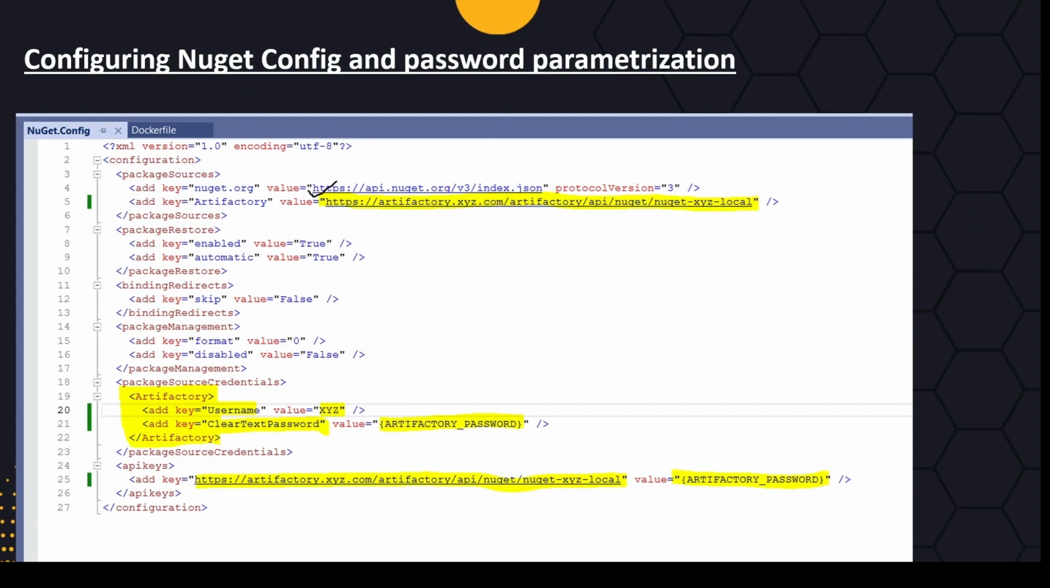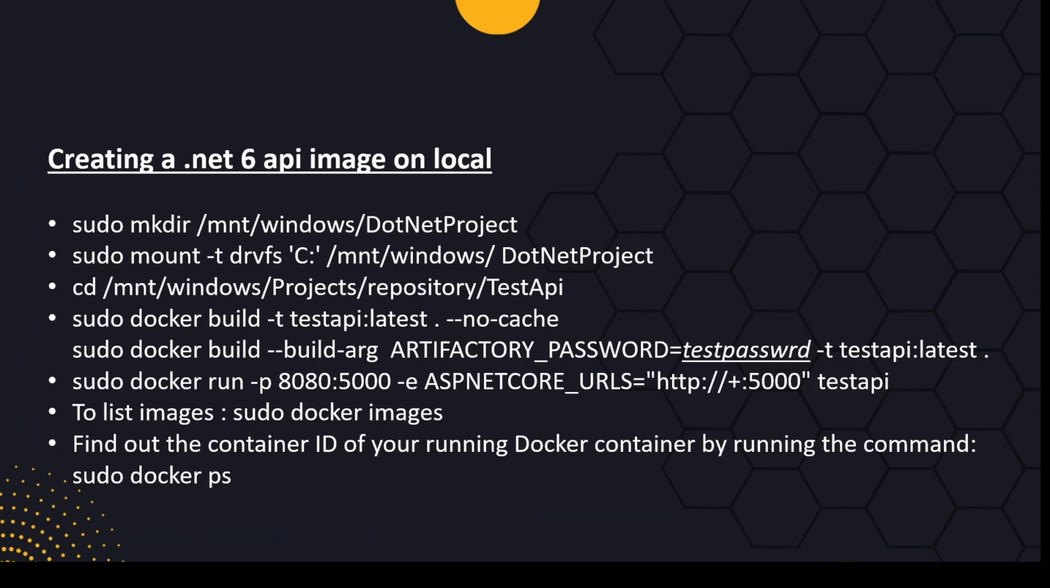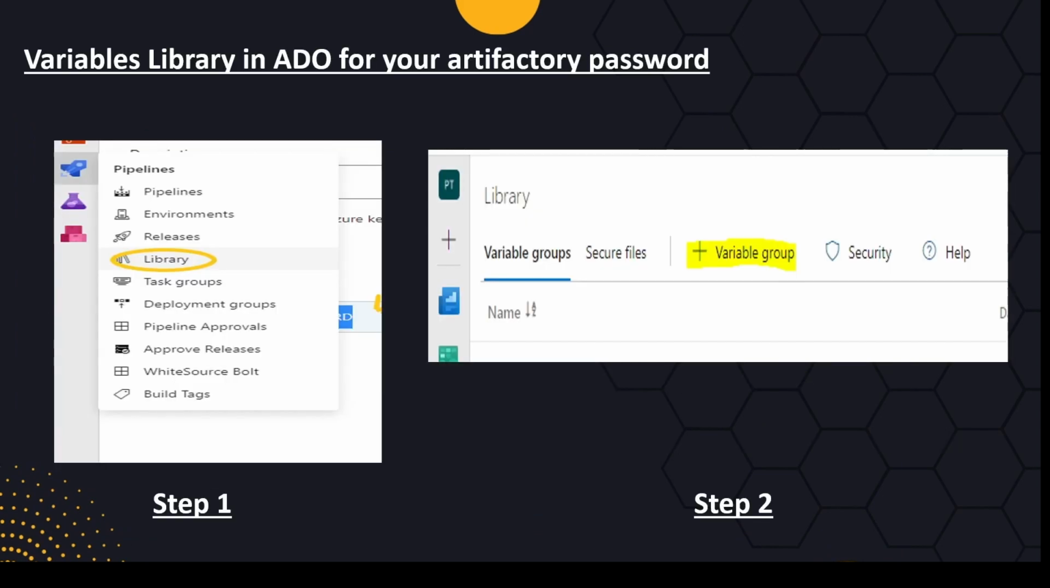So we did cover the NuGet config, how we can give the configuration and password parameterization. We covered the Dockerfile as well. We covered the steps to run the image on the local machine. Next, because we need to give the password into Azure DevOps, what do we need to do?